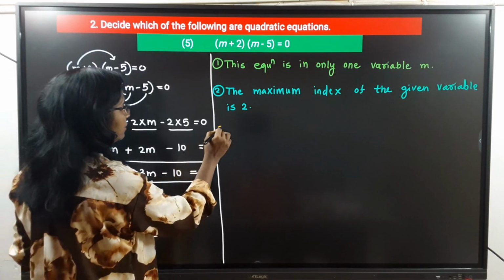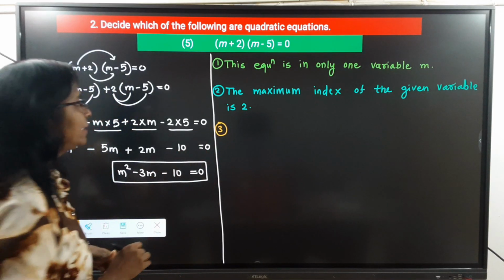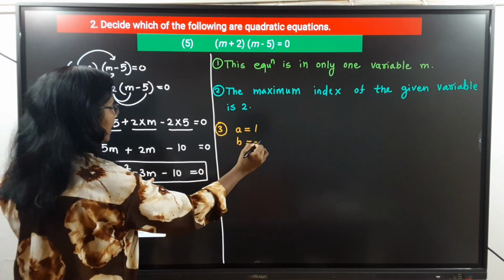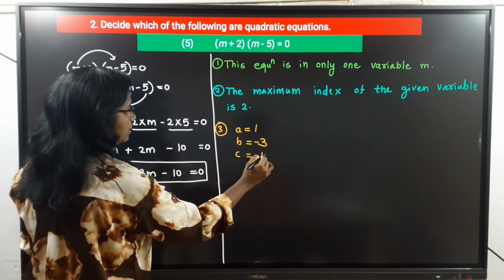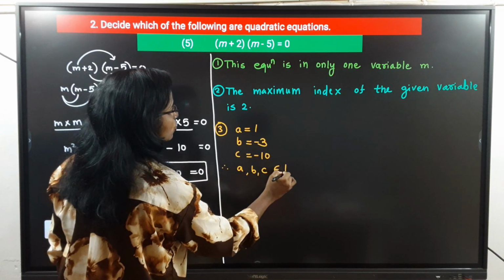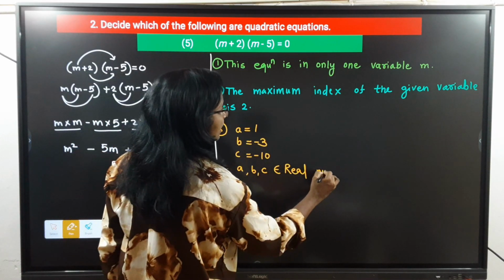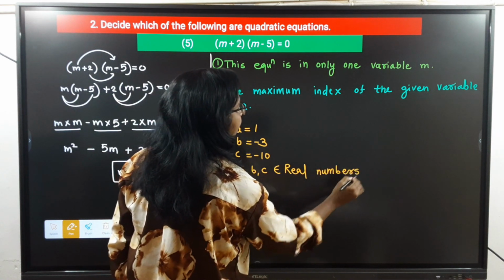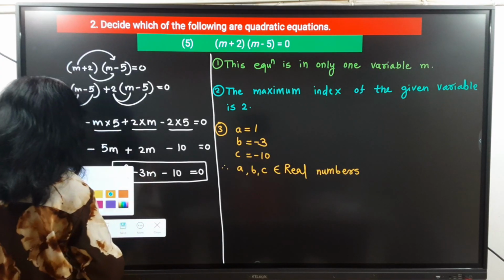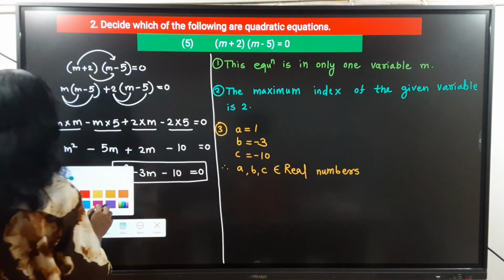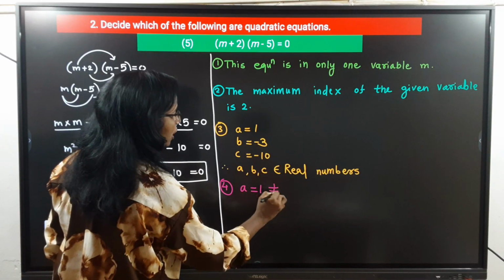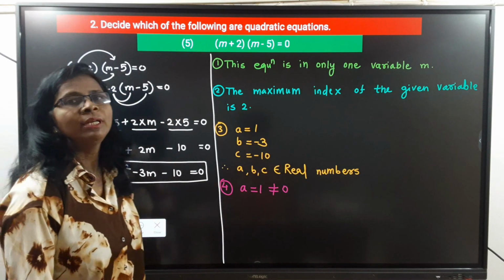Third condition is that a is equal to 1, b is equal to -3, c is equal to -10. Therefore, a, b, c belong to real numbers. Then this condition is also fulfilled by this equation. Then the fourth condition, that a is equal to 1, which is not equal to 0. This condition is also fulfilled by this equation.